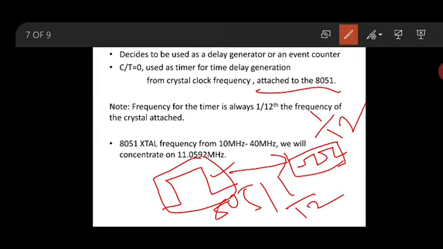Now we have to look at a particular frequency, that is 11.0592 megahertz. In this slide, the very important thing is the use of C/T. If it is 0, it is very clear: it is for time delay generation. If it is T, we are using it as a counter. If it is C, it is for time delay generation; if it is T, counter operations, which we will see here.